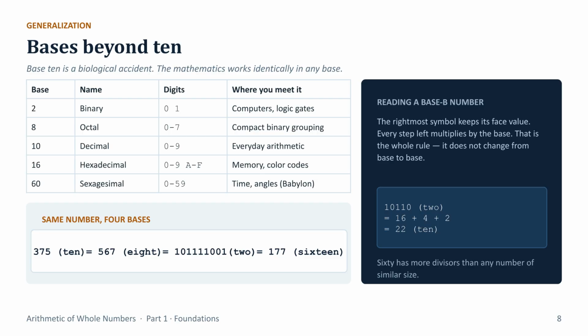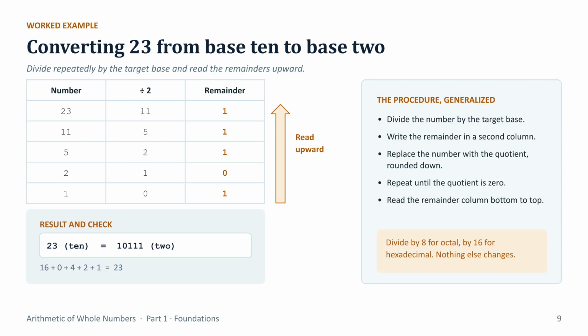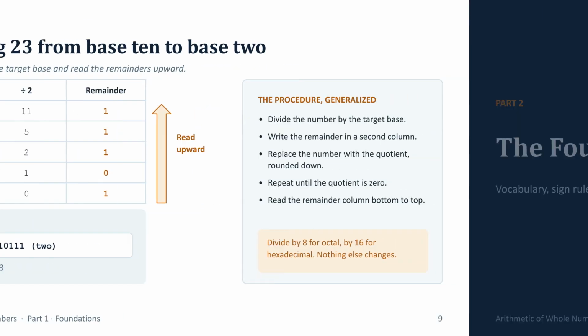Base 10 is just a convention based on our biology. The actual mathematics works in any base. Computers rely on binary for simplicity, while hexadecimal helps humans manage that data, and sexagesimal remains useful for time and angles. Converting between bases is a simple mechanical process. You divide by the target base repeatedly and keep track of the remainders. Reading those remainders in reverse order gives you the representation in the new base.